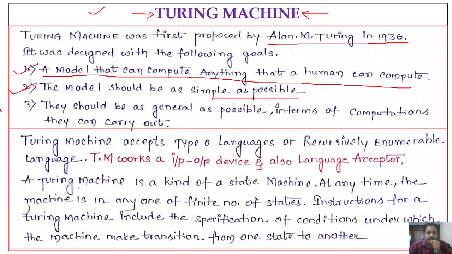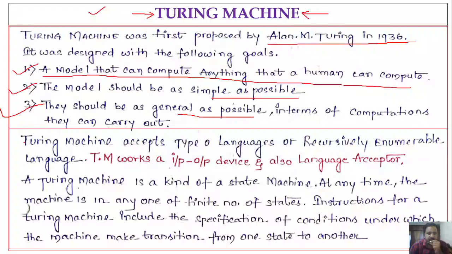The next goal is that it should be as general as possible in terms of the computations it can carry out. Just like how we perform normal computations, the same type of computations should be performed in a general way by the Turing machine. So these are the three main goals by considering which the Turing machine was proposed in the year 1936 by Alan M. Turing.